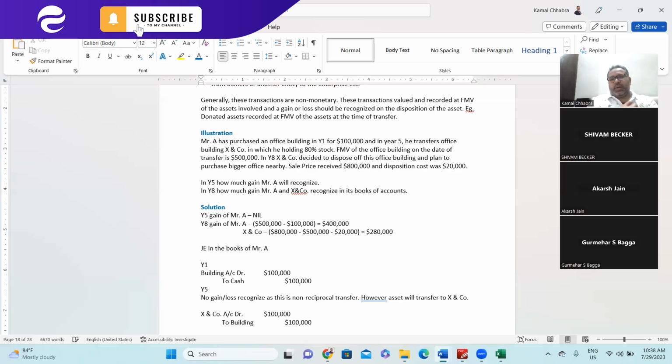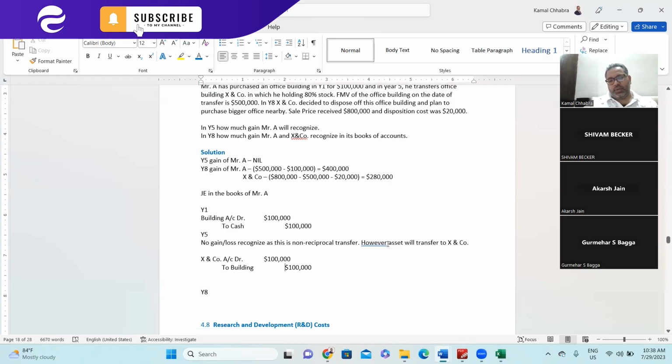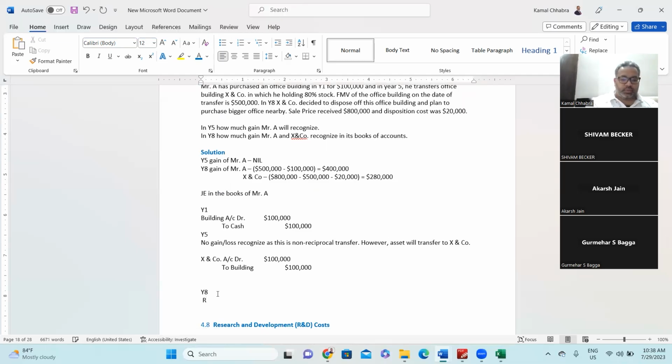Right. So this asset will transfer in year 5, but no gain or loss will be recognized, as this is a non-reciprocal transfer. In the books, the asset will be transferred, but gain and loss will not be recognized in year 5. In year 8, they will recognize the gain or loss. How much will be the gain? 4 lakh.